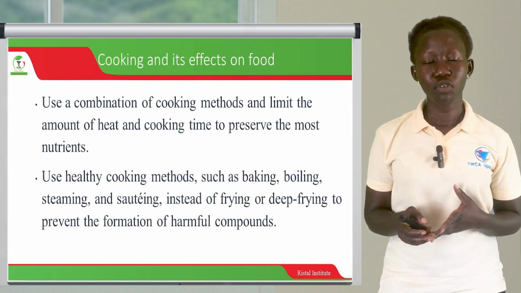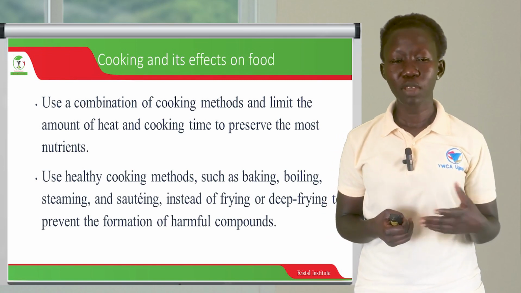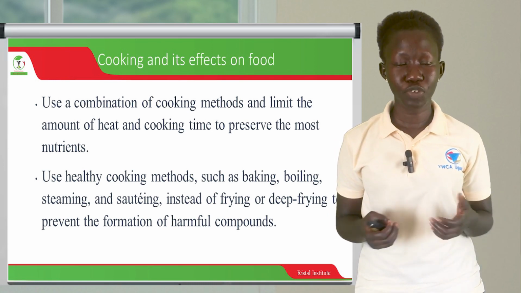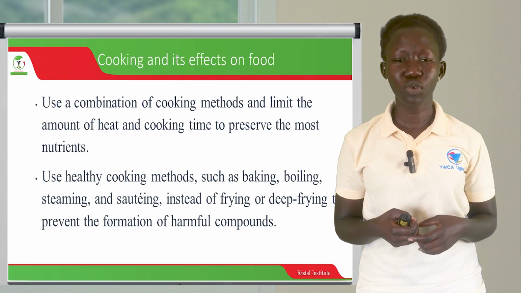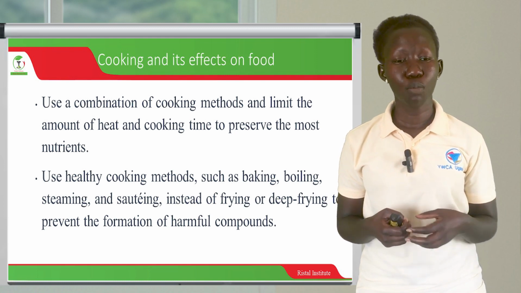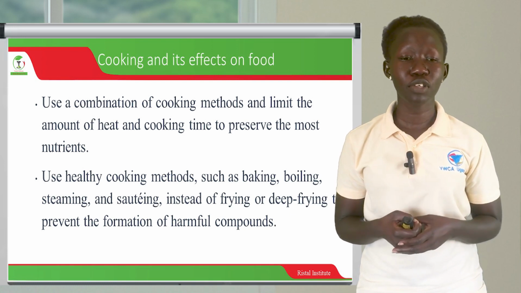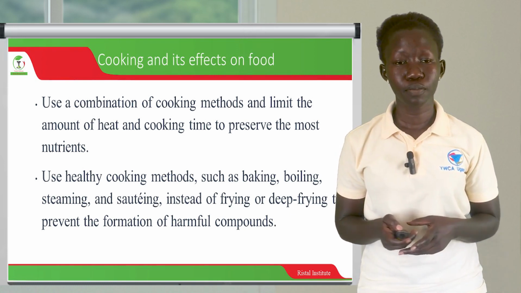When you're cooking, you have to make sure that you use a combination of cooking methods and limit the amount of heat and cooking time so that you're able to preserve most of the nutrients. Always use healthy cooking methods, for example, baking, boiling, steaming, and sauteing instead of frying or deep frying to prevent the formation of harmful compounds.